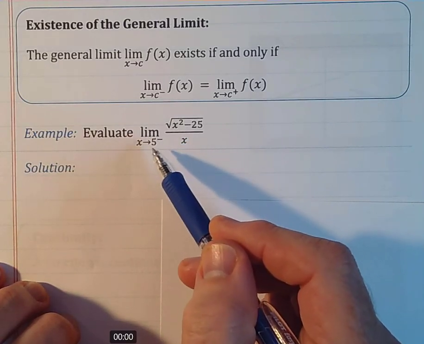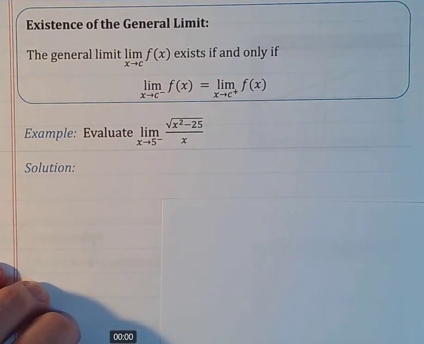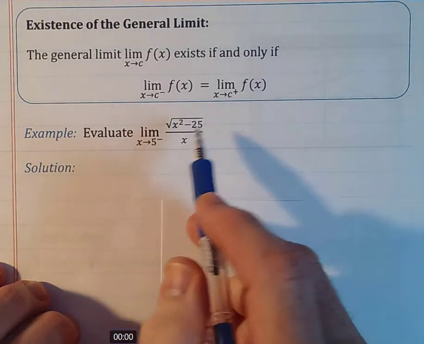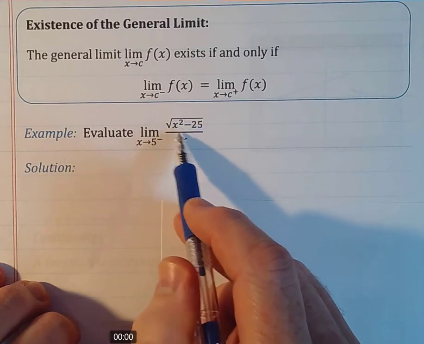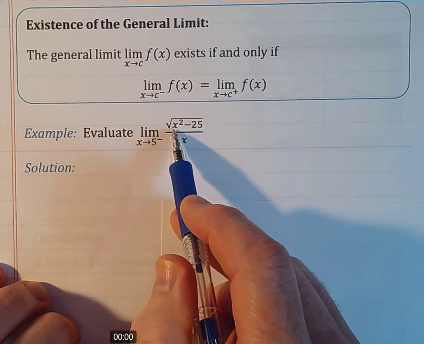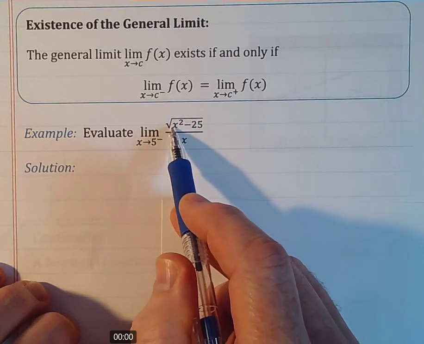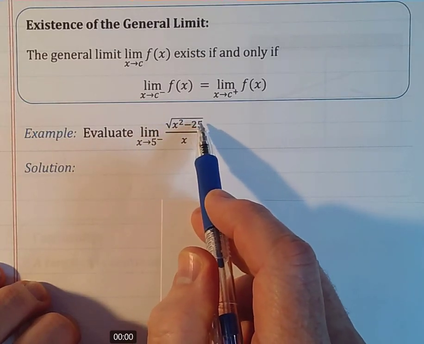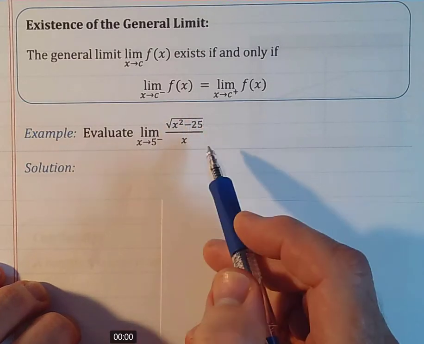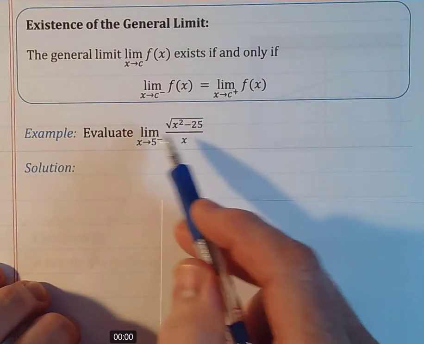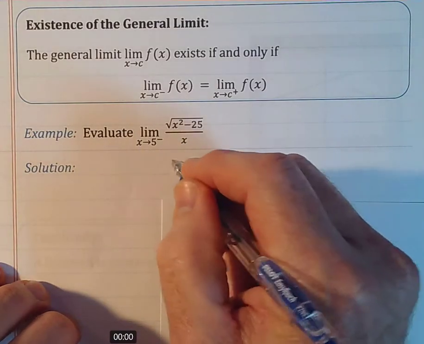And so if we're coming from the left, we're talking about numbers that are a little bit less than 5. Think about numbers like 4.5 or 4.9, 4.99, those kind of numbers. And if we stick those into here, we end up with something that's a little bit less than 25 when we square that thing. Take something that's less than 25 and subtract 25 from it, you end up with a negative number underneath the square root. And so that's something that we can't have. In this case, this limit does not exist.